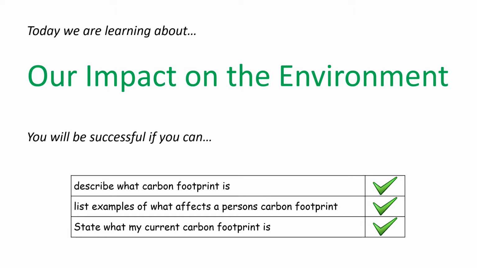So now you should have a completed list of everything that you do in a day during lockdown. So what we're going to focus on in this lesson is the impact that we have on the environment ourselves. Okay, so by the end of this lesson, you should be able to understand and describe what a carbon footprint is. We should be able to list examples of what affects a person's carbon footprint, and also state what your own carbon footprint is.